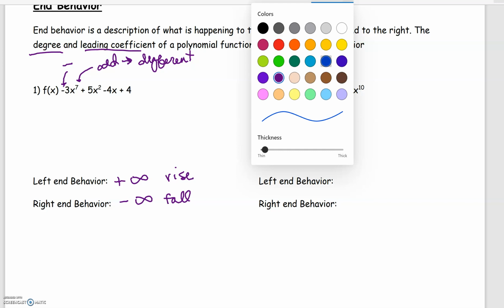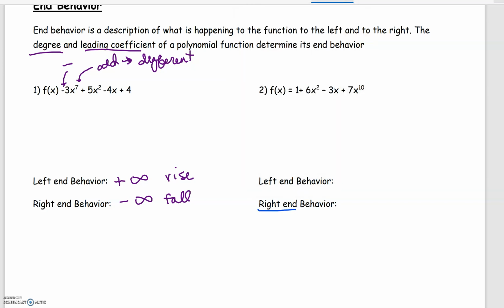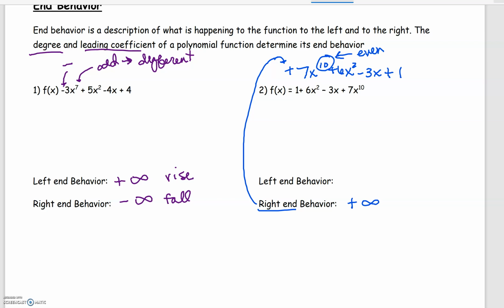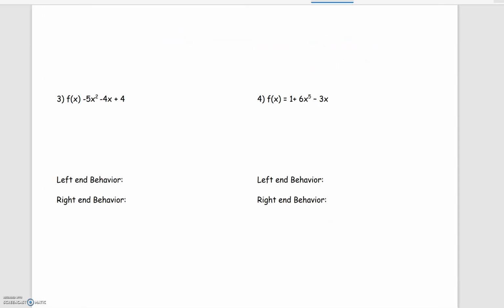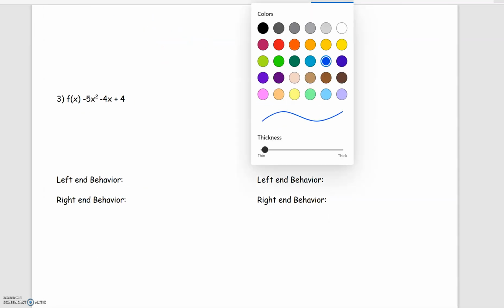So the first thing you're going to answer every time probably is that right end behavior, depending upon what your sign of your leading coefficient is. Now this one's not in standard form, so 7x to the 10th, then 6x squared minus 3x plus 1. So really we're looking at our highest degree here is even, and our sign is positive. So our right end behavior is going to be positive, and even means they're going to go the same direction. So that means that this one's going to be positive or rise. So go ahead and try these two, 3 and 4, those last two on your own, and then push play and check your answers when you're ready.